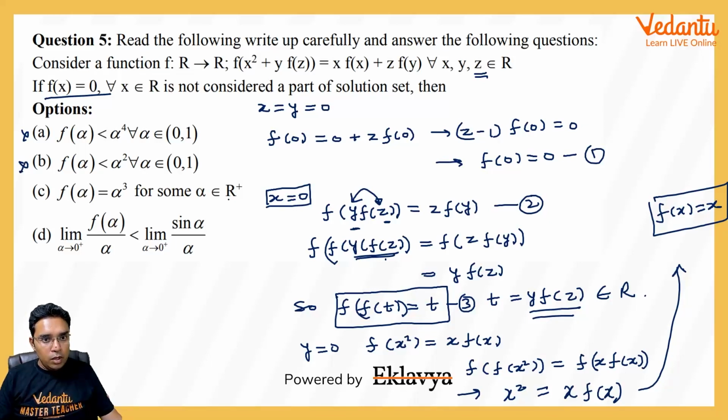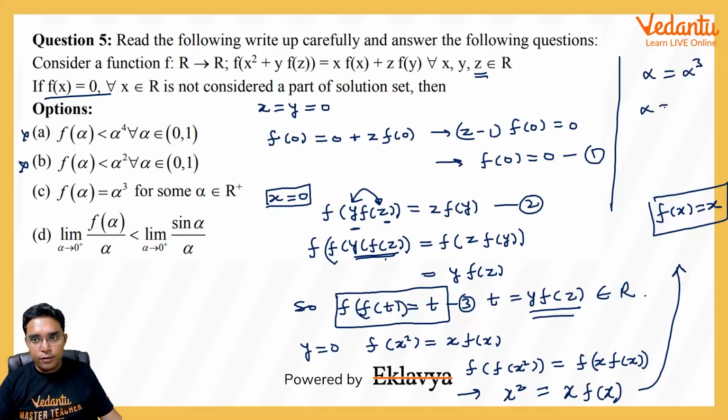Now for alpha belonging to R plus, f(alpha) is equal to alpha cube is definitely possible, because that means alpha is equal to alpha cube. I think we can get alpha as one of the solutions. So C is definitely correct. Now f(alpha) is alpha, so this limit will be 1 only. And sine alpha upon alpha is also 1. So both sides' limits are coming to be 1.